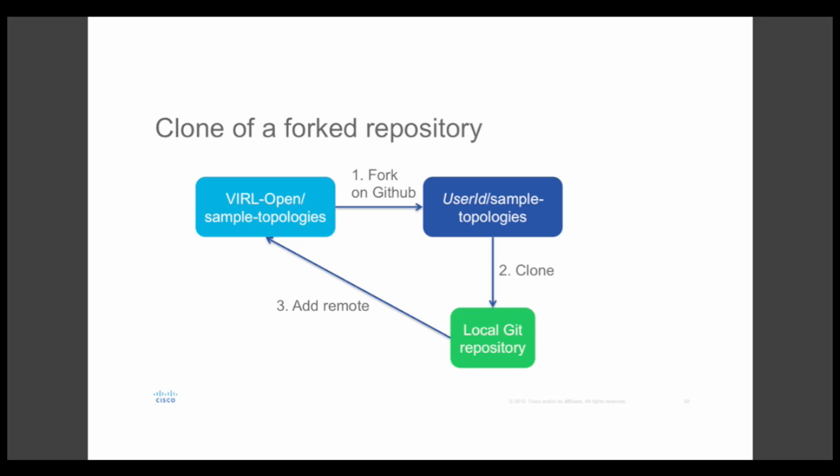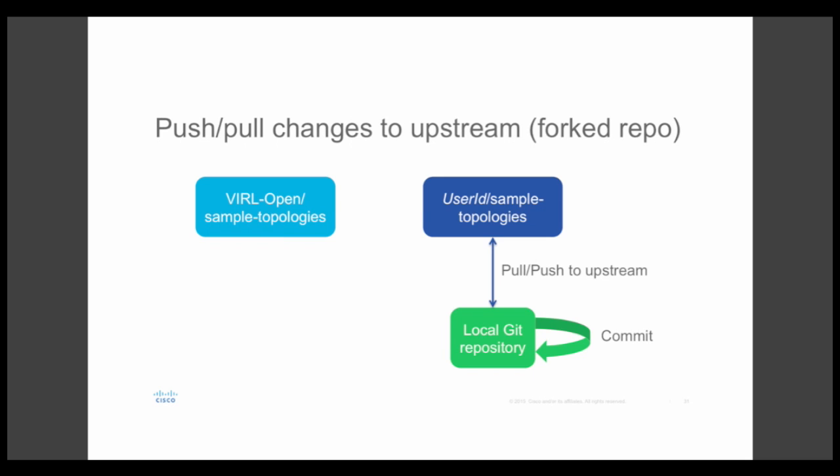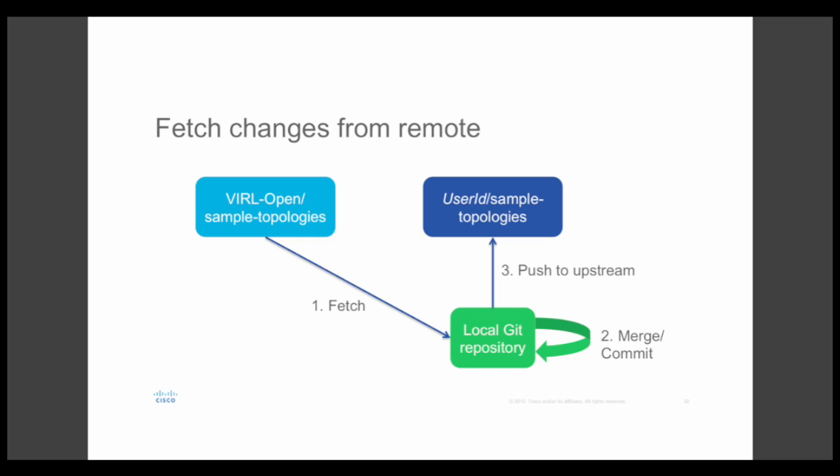And then you're going to clone not the VIRL open copy, but your forked copy, and that will get you a local Git repository of those sample topologies. And then we're also going to add a remote connection to that original repository. So you'll have full read-write access to your own forked copy, and you'll also be able to pull changes down from the VIRL open original repository.